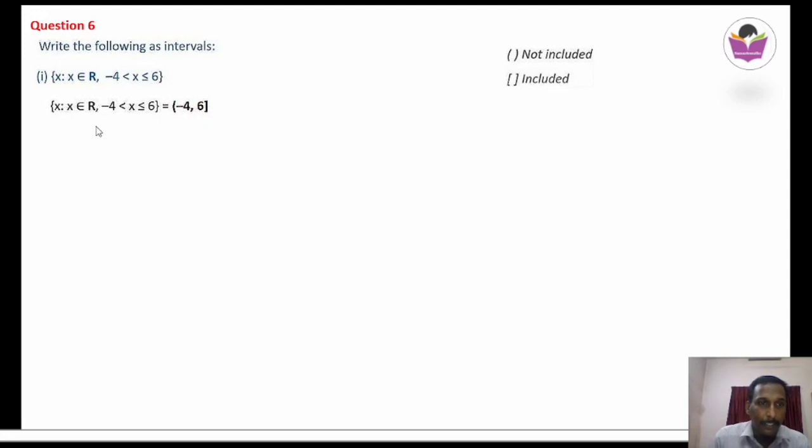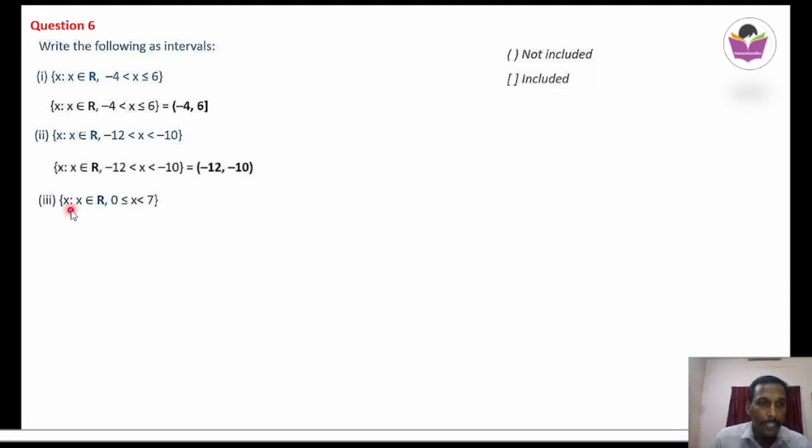Okay, next one: x such that x is an element of R, minus 12 less than x less than minus 10. Here you can see there is no equal to here, and no equal to here also, which means both are not included. So you can use curved brackets, open bracket minus 12, minus 10. That's all. These two numbers you have to write. These brackets have their own significance here.